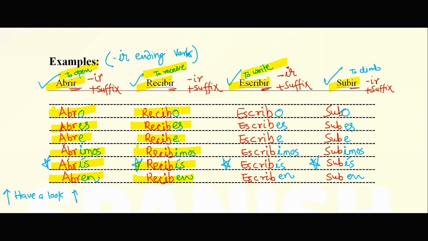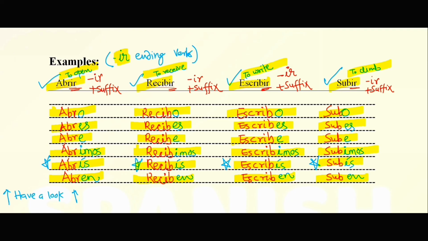Escribir, to write. Escribo, I write. Escribes, you write. Escribe, he, she writes. Escribimos, we all write. Escribís, you all write. Escriben, they all write. Subir, to go up. Subo, I climb. Subes, you climb. Sube, he, she climbs. Subimos, we all climb. Subís, you all climb. Suben, they all climb. These are the meanings of the conjugations.